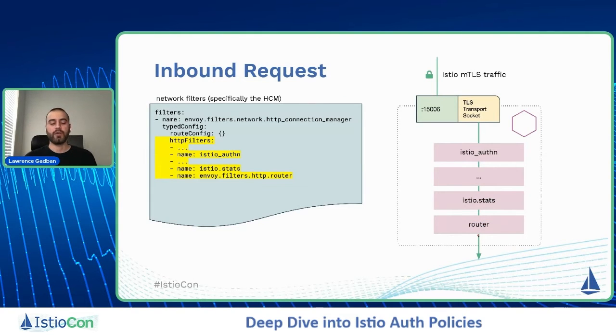The router is what actually takes the HTTP request and routes it to the appropriate destination. If we're talking about an inbound request, this is going to route to the application workload that's running inside of the same pod. And that's the last one in the chain because that's what actually does the routing. So that's the pattern that we'll be looking at.